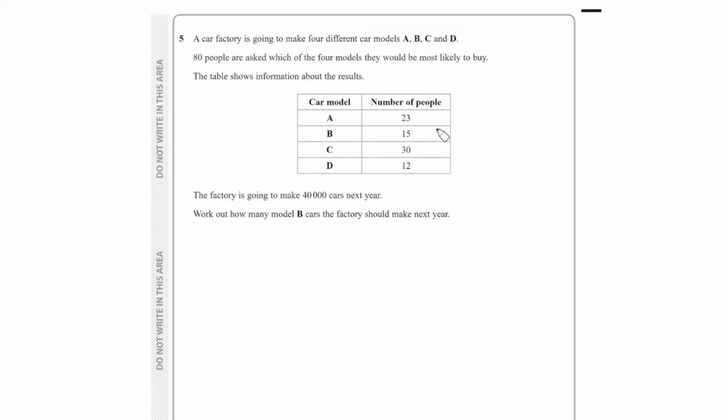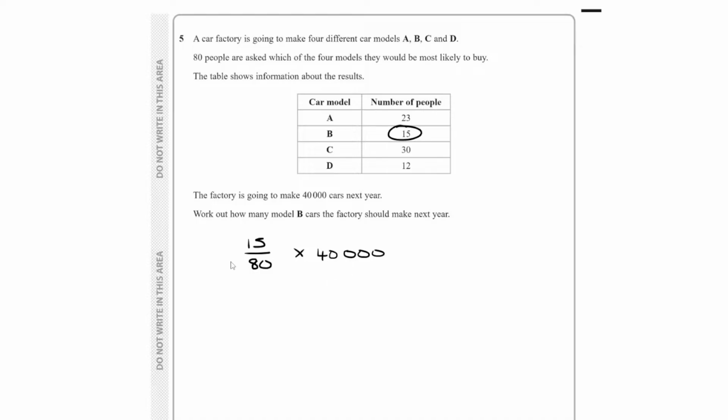So in this case, we're looking for B. Do you see how B is 15 out of the 80 people in the sample? So that is then the proportion, isn't it? That's the fraction. And I want to apply that to my 40,000. Now, if I had a calculator, that's how I would type it in, but in this case, we don't. So I would probably work this out. You can go straight ahead and divide by the denominator times by the numerator.